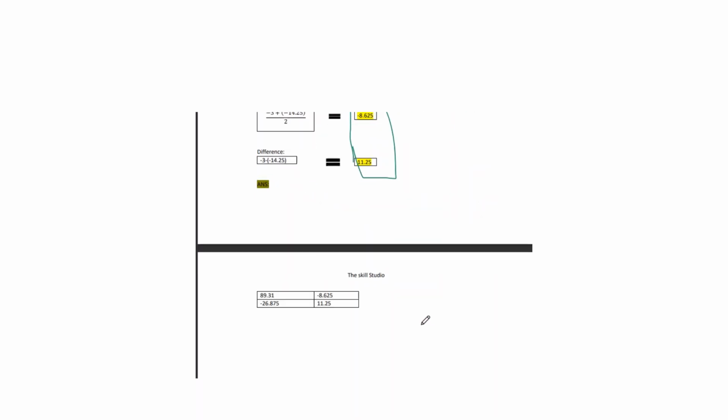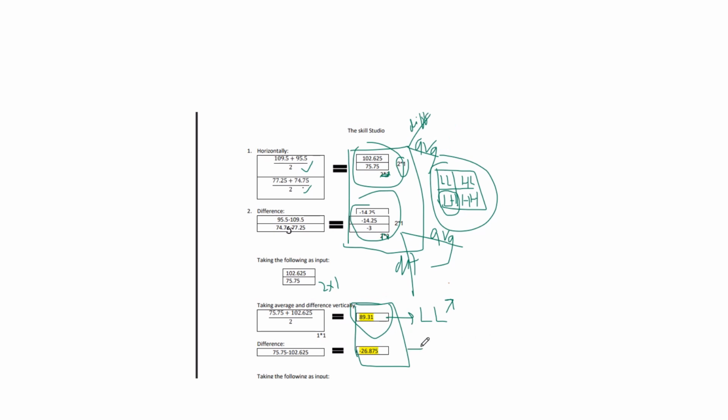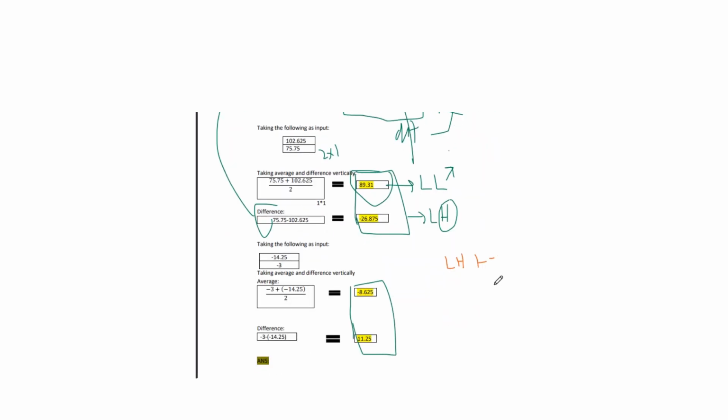And 26.878 is the low high value. This is the low high value because we are taking the difference. High is for the difference on the average value, right? I hope it's clear to you. If it's not clear, just mention it in the comments.